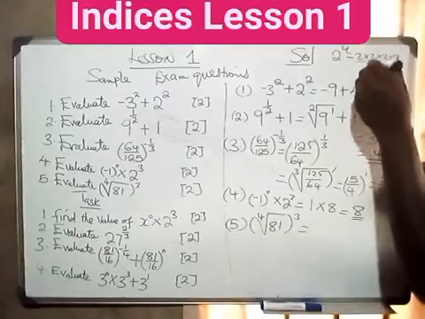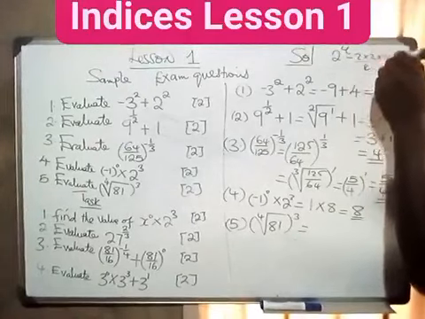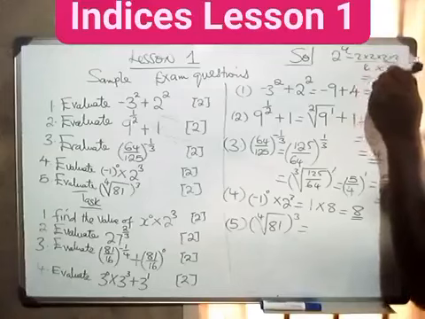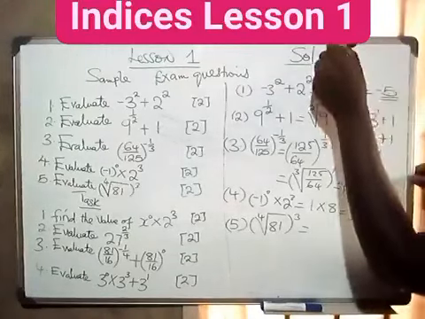2 times 2 is 4. Then 2 times 2 here, it will be 4. And the answer is 16. Okay, meaning it's not 81. This one has failed. What about 3?